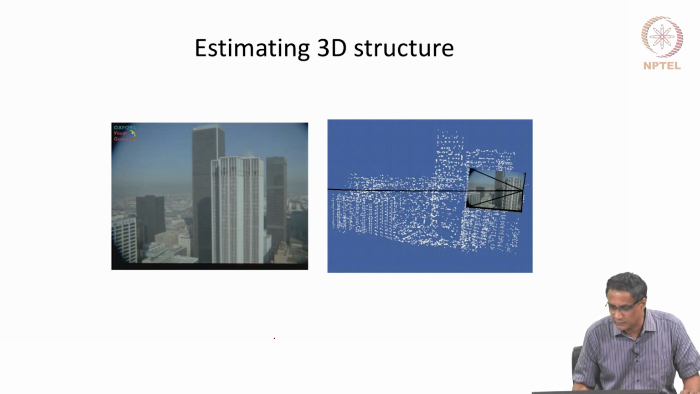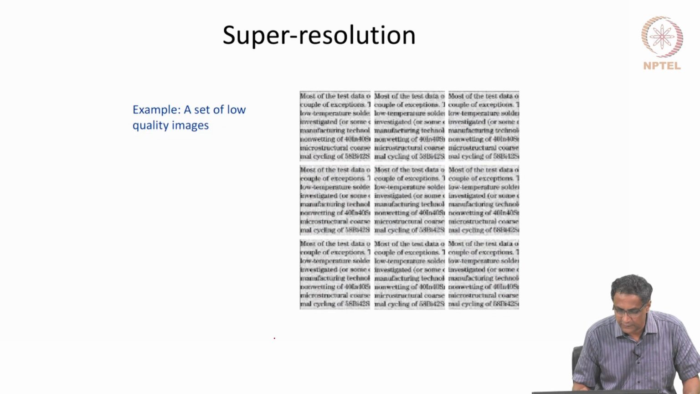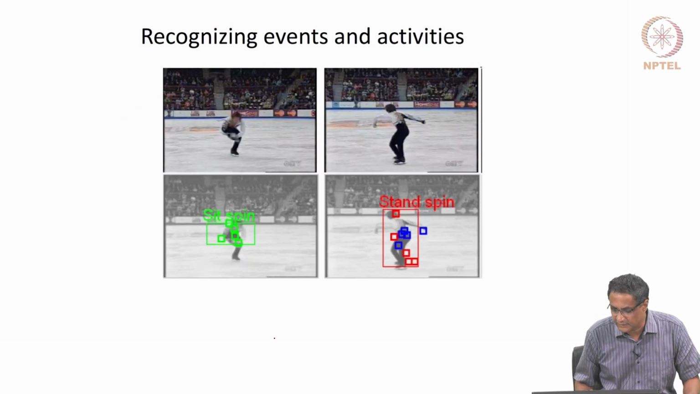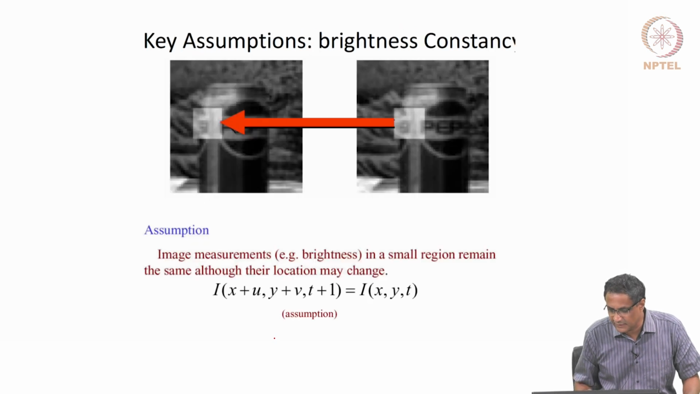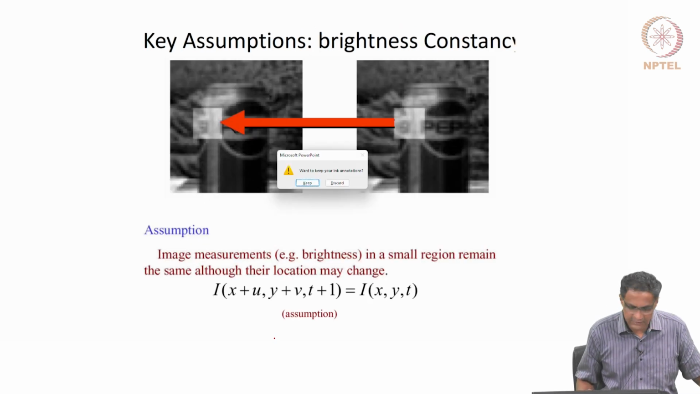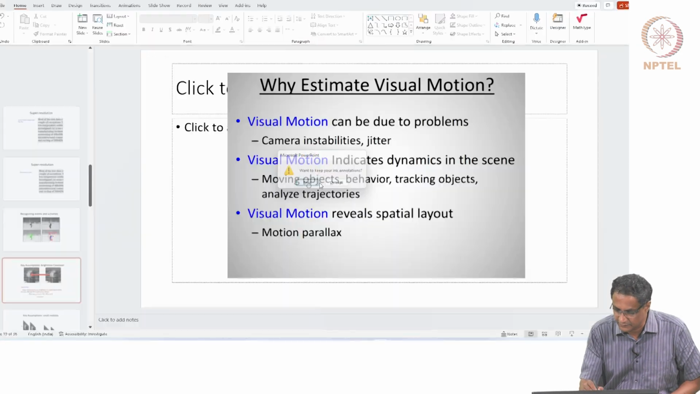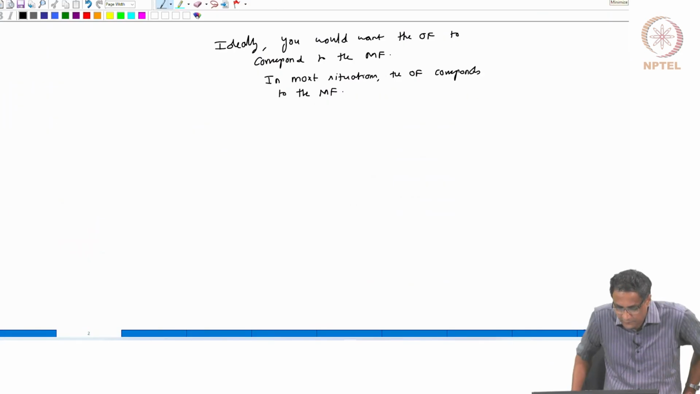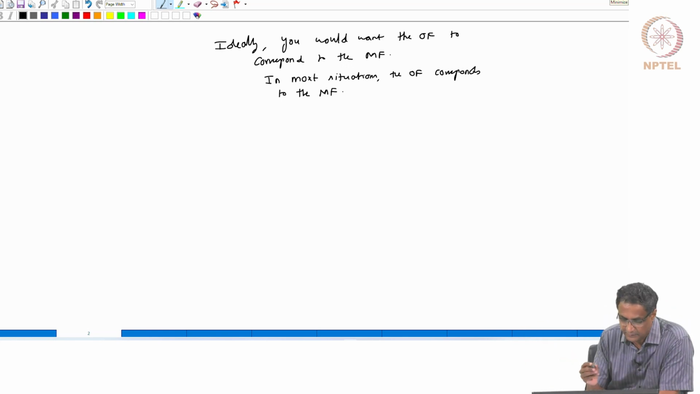You can do something like structure from motion. You can actually do something like super resolution and all. I don't want to enter into this. Then recognizing events, I told you already. Okay, now let's do the math now. Okay, this is fine. Now, how do you go about analyzing optical flow? Now, the way it works is as follows.